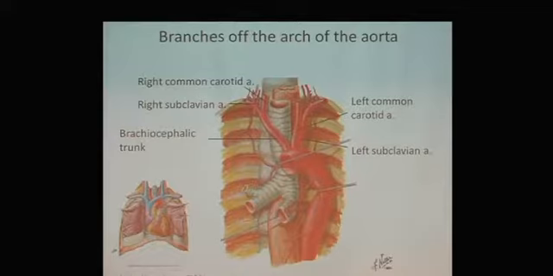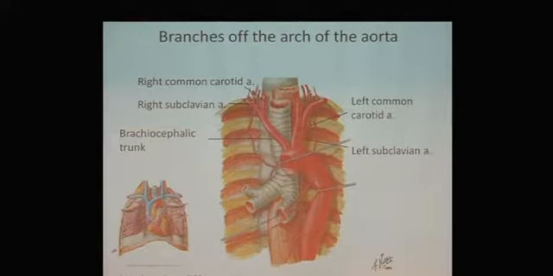So let's talk about some specifics, some more gross anatomy. Where are these vessels? Where do they come from? Where do they go? So the branches off of the aorta that we know about already are the coronary arteries, right? So they come off very early.